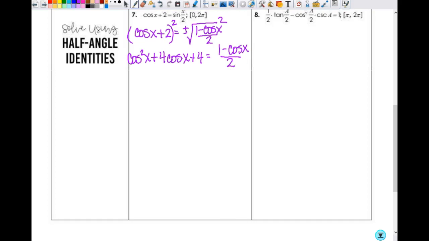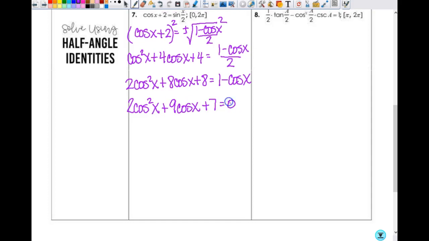Everybody with me? All right, so what would be the next thing we'd like to get rid of? The 2. And when you multiply both sides, make sure on the left you multiply every single term. So you're going to get 2 cosine squared x plus 8 cosine x plus 8 equals 1 minus cosine x. Yes? Then set it equal to 0. So we get 2 cosine squared x plus 9 cosine x plus 7 equals 0.